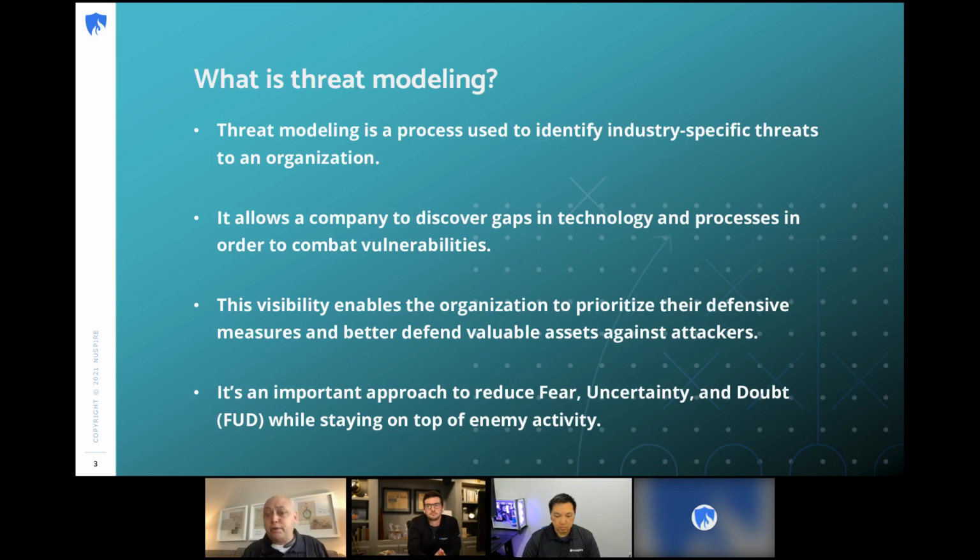And so threat modeling really is a way for us to have a rational conversation about who the enemy is and how they operate, without being fear mongers and without trying to scare the next dollar out of the budget, if you will.